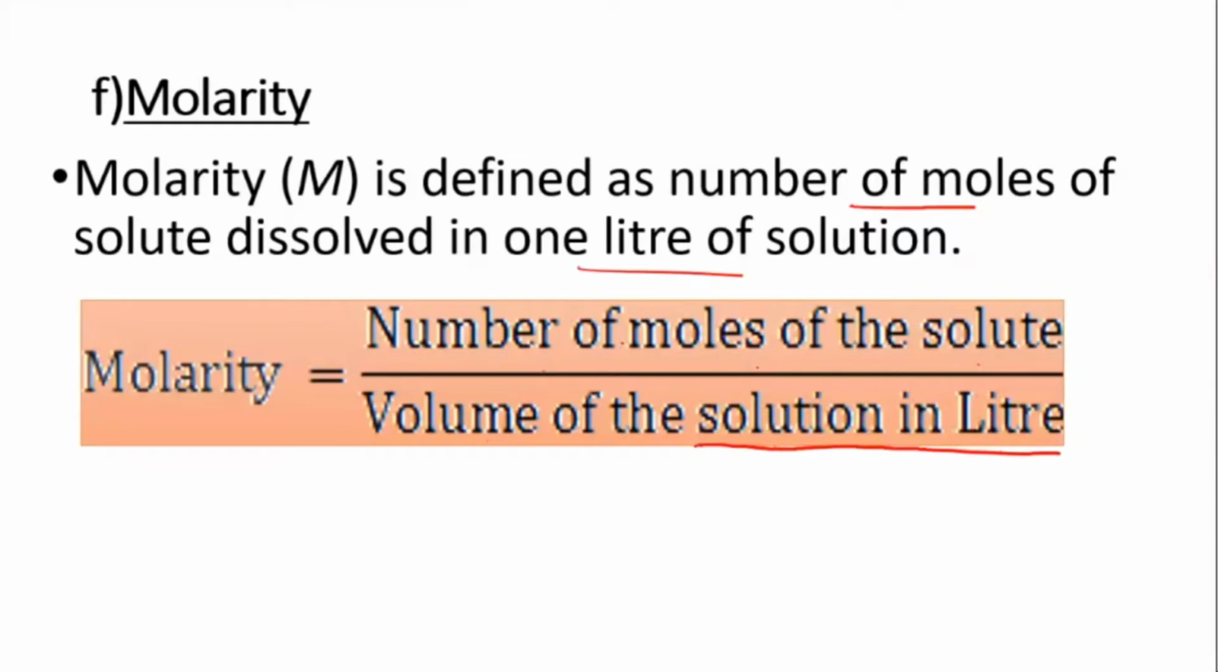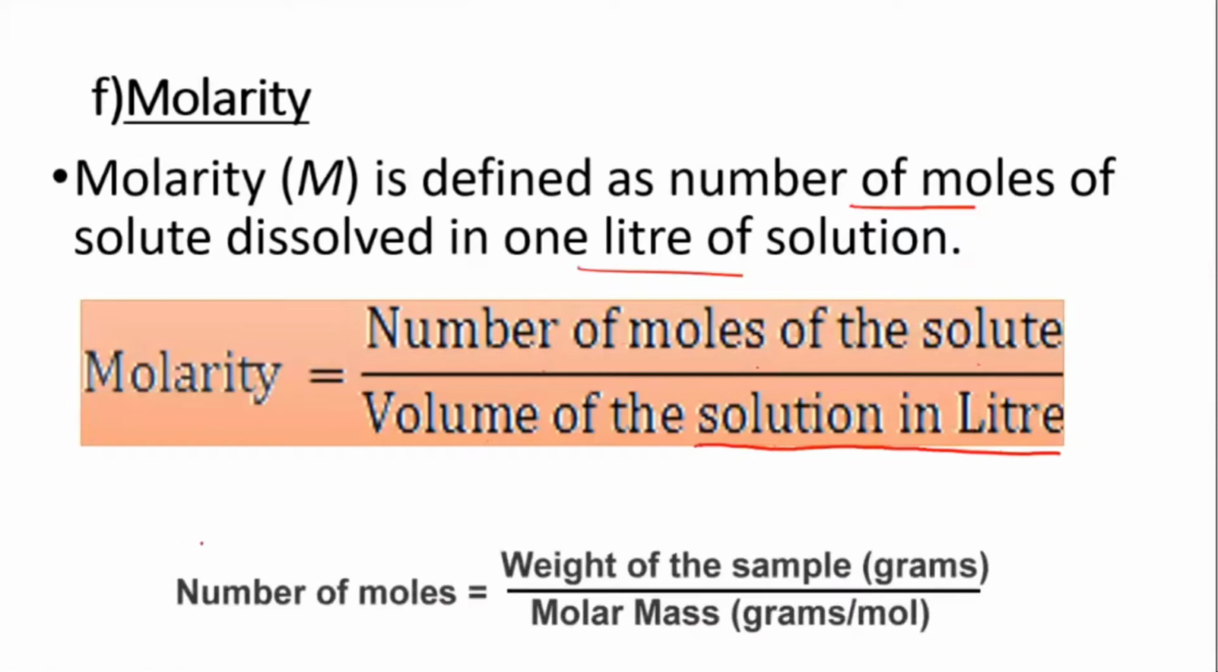And how do you calculate number of moles? There is one formula to calculate number of moles. Number of moles can be calculated by mass and the molar mass. If you divide mass by molar mass, you can calculate number of moles. That is n, which can be calculated by mass by molar mass. Then divide by volume of solution in liter. Remember it should be in liter, then we call it molarity.